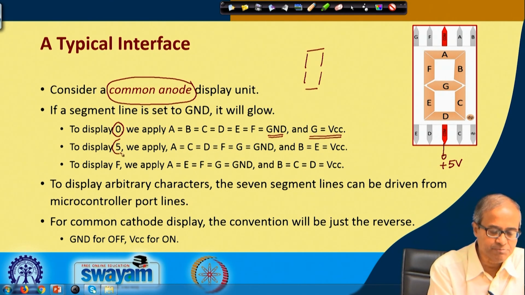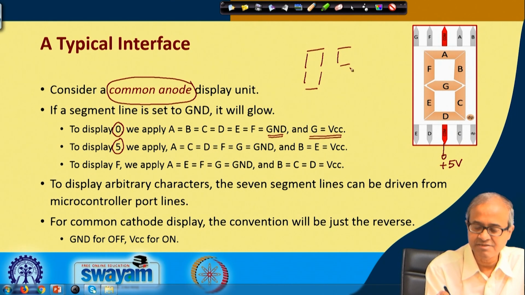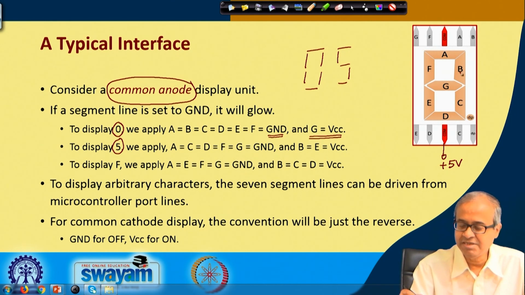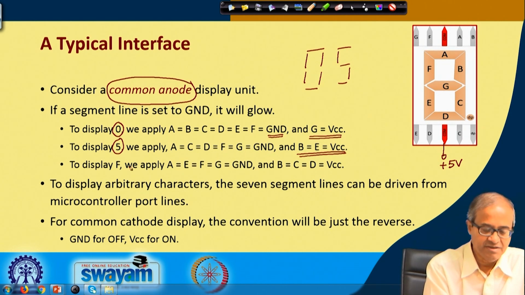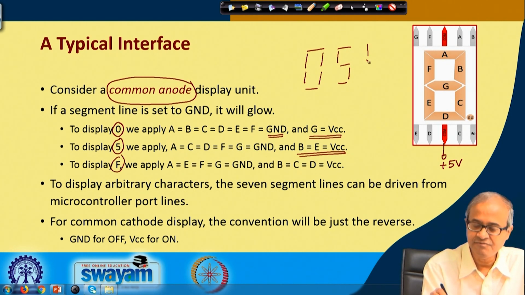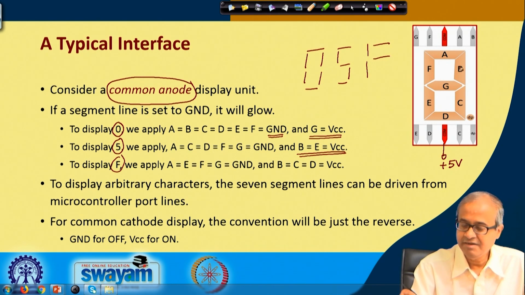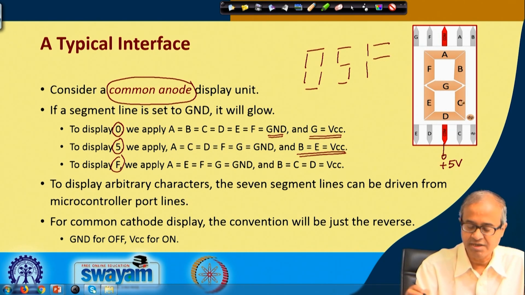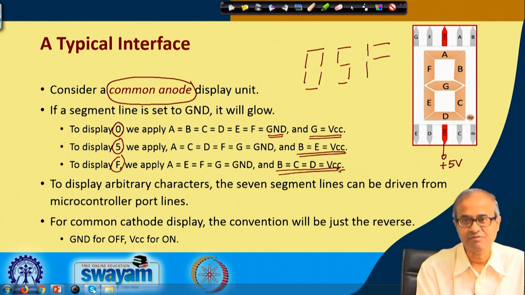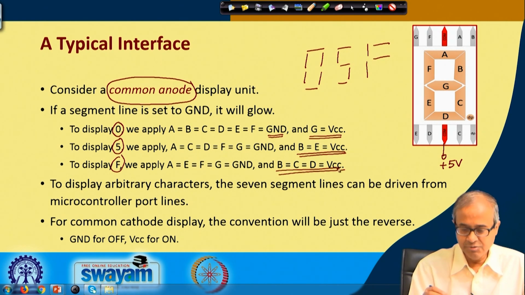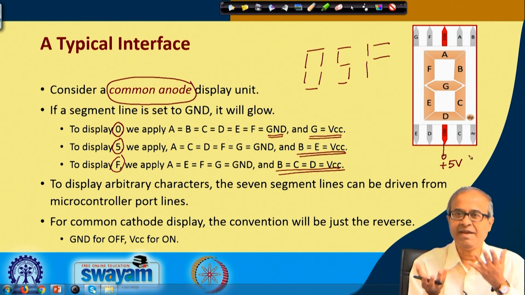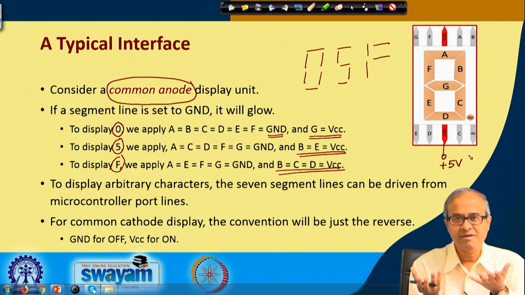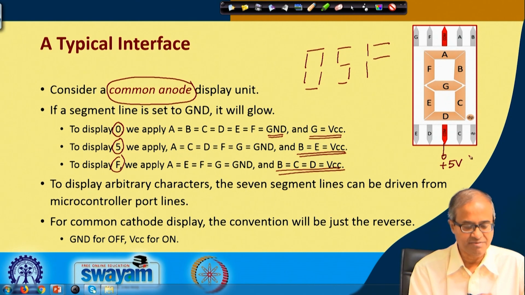Similarly, let us say when you want to display 5, the character 5 is like this. Okay. So, the segments B and E will not be glowing. So, you see B and E you connect to VCC, all others to ground. Similarly, for the character F, which is like this, here B, C and D are not glowing. So, B, C, D you are connecting to VCC like this. So, depending on which of the segment lines you are setting to 0 or 1, you can display any arbitrary combination of segments as per your requirement, right.